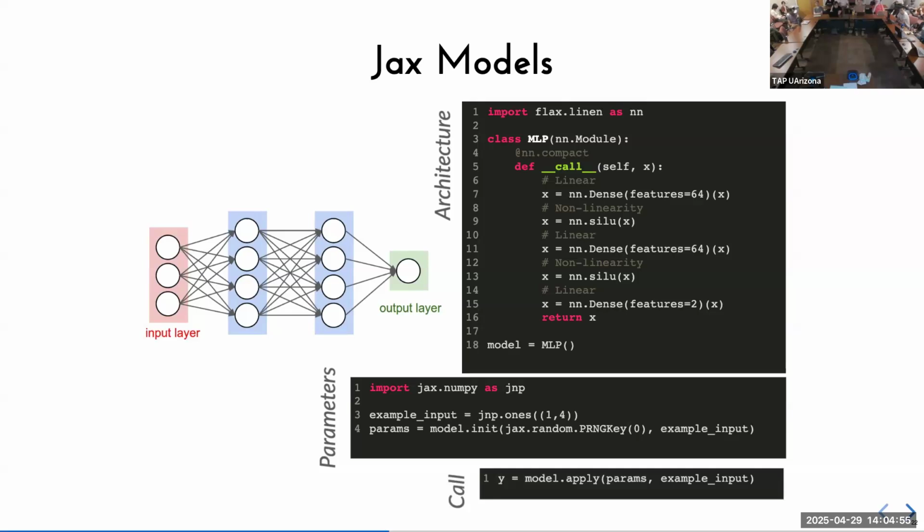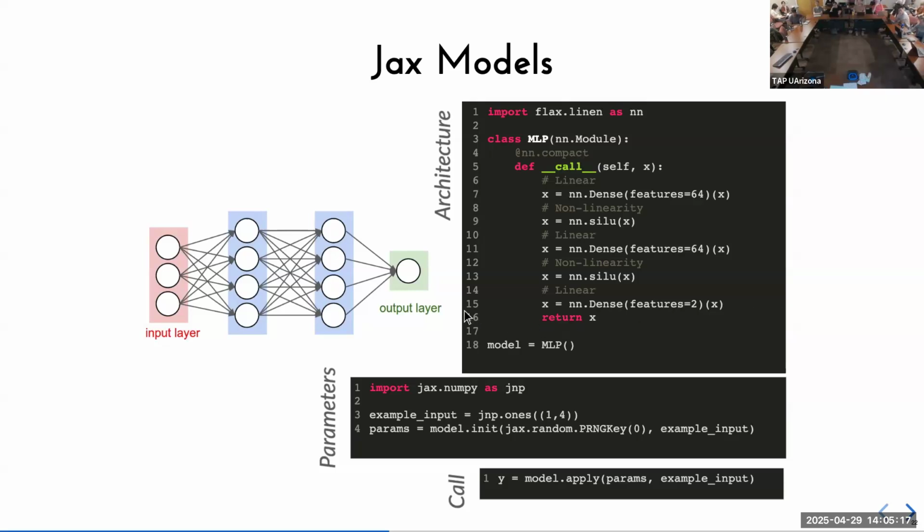So these are the weights of your neural network. And then you have some way of calling the model. So you will apply the parameters to your model together with an input, and you'll get an output, right? So there's a very clean separation between the architecture, the parameters, and how you call it. Okay, so with that, we can start with the first tutorial.